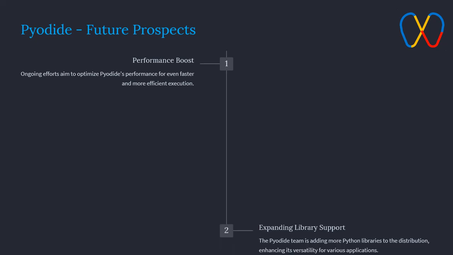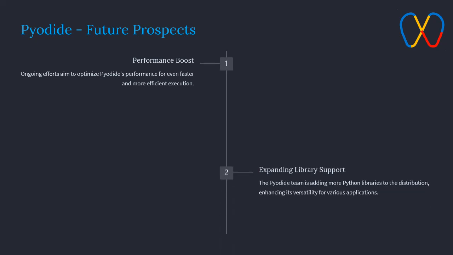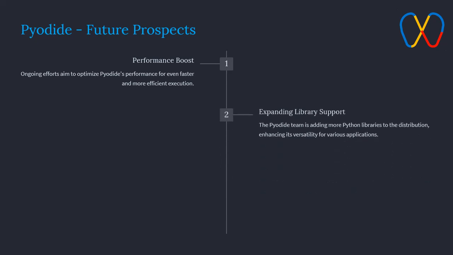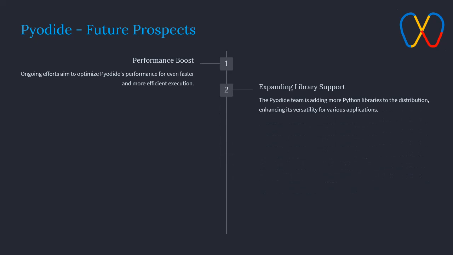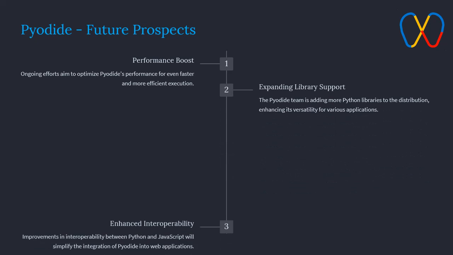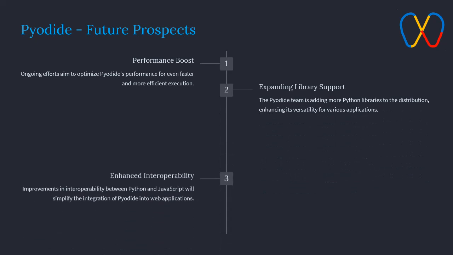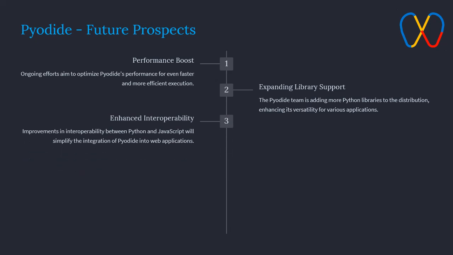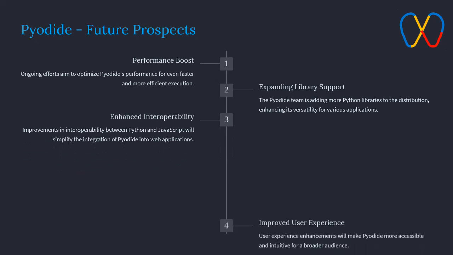Future prospects of Pyodide start with a performance boost. The ongoing efforts aim to optimize Pyodide's performance for even faster and more efficient execution. Expanding library support. The Pyodide team is adding more Python libraries to the distribution, enhancing its versatility for various applications. Enhanced interoperability. Improvements in interoperability between Python and JavaScript will simplify the integration of Pyodide into web applications.